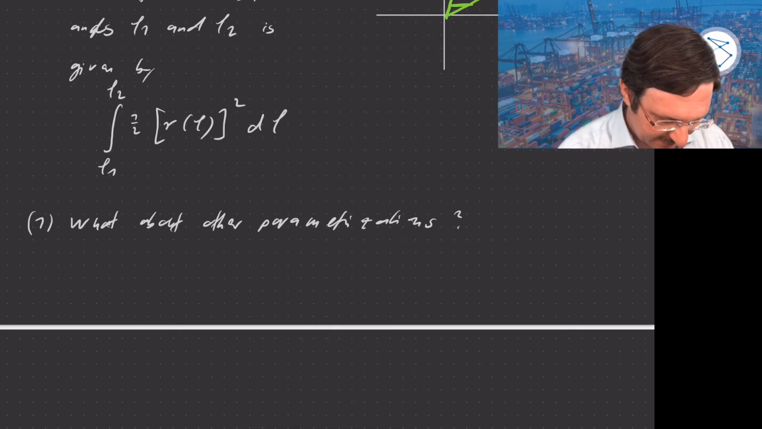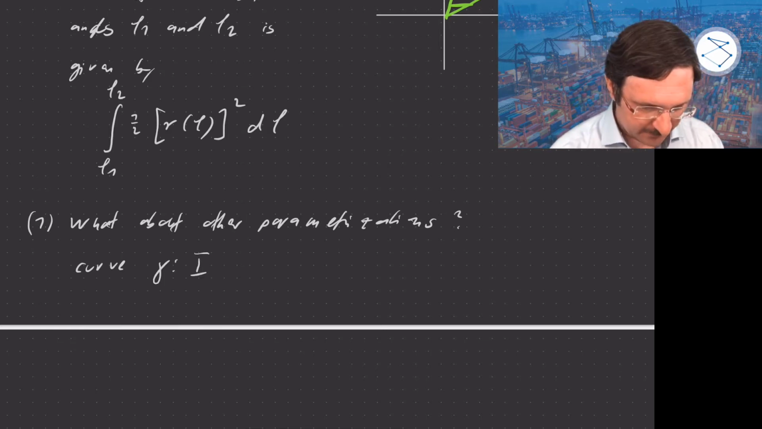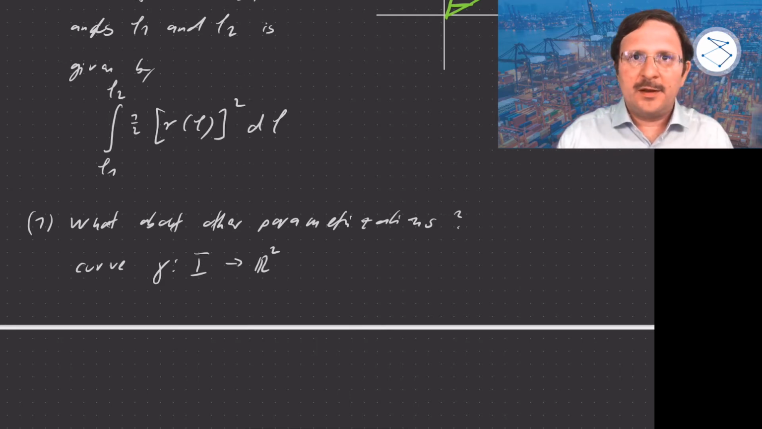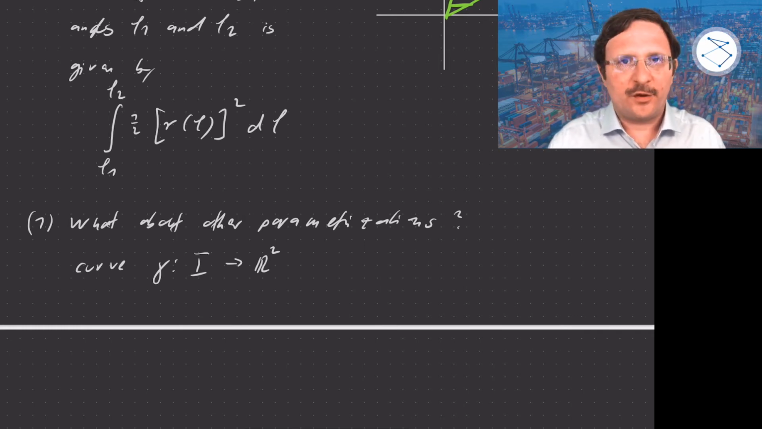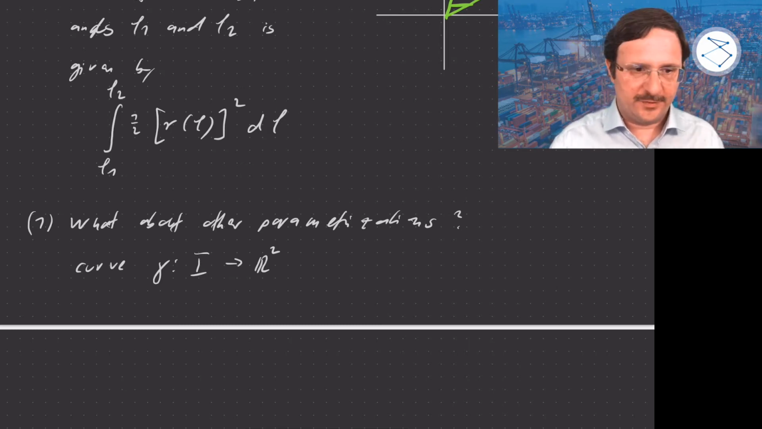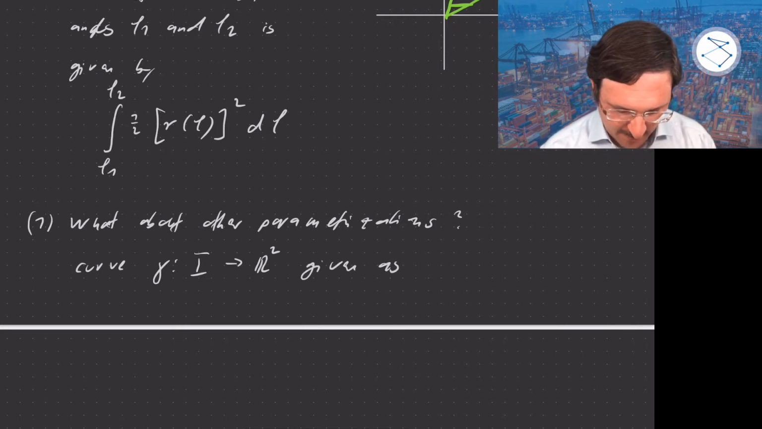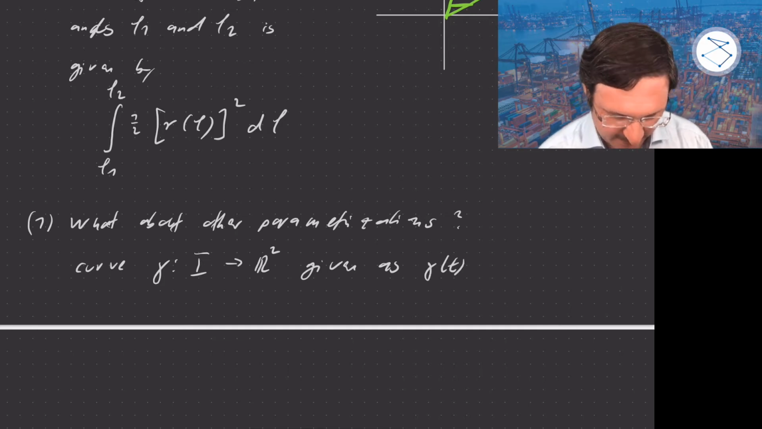Then, if that is the case, let's say we have a curve gamma, some parameter interval I, and that curve maps to R2. And let's say we can still use polar coordinates to represent that curve in a way, but the angle is not directly the parameter. So it's still a polar curve, but the angle might not be the parameter directly. So let's say the curve is given as gamma of t. T is our parameter now.